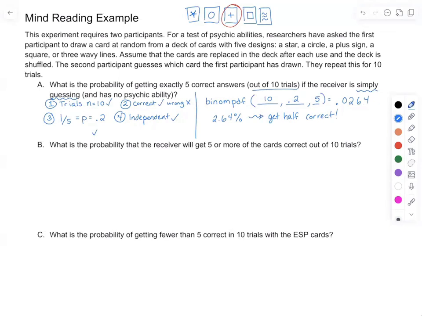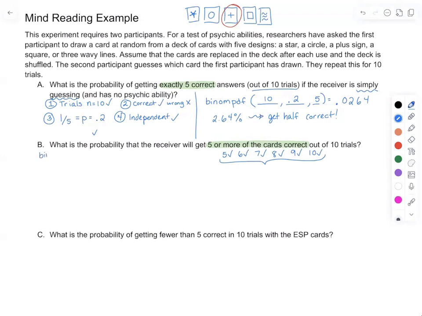Now, let's look at the very slight change in the next problem. Instead of saying that they get exactly 5 answers, so our first was exactly 5 correct answers, this is 5 or more correct answers. That's a little bit different. When I think of 5 or more, well, they could get 5 correct, or 6 correct, or 7 correct, or 8 correct, or 9 correct, or they could get all 10 correct. So here, for 5 or more, there's actually 6 different probabilities I'm going to have to find and add up.